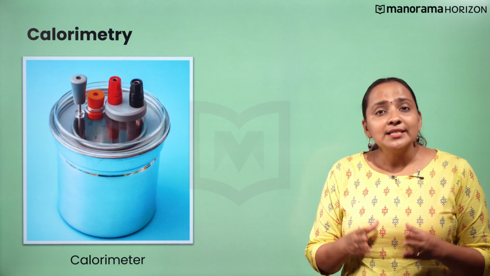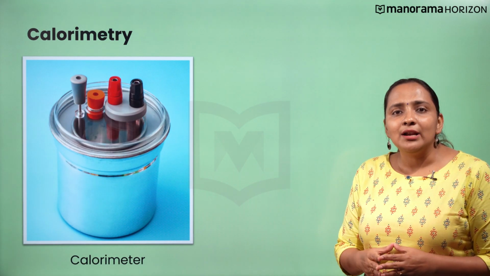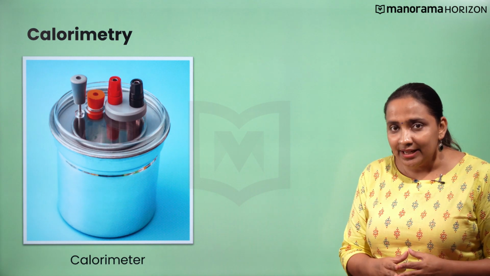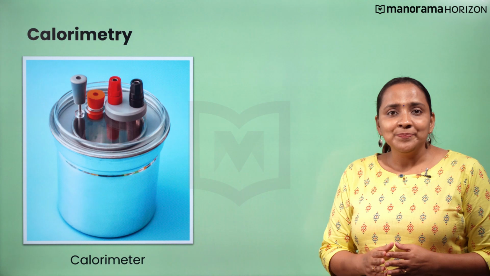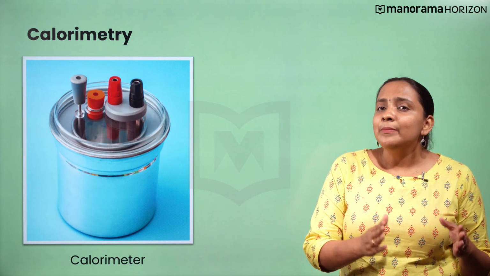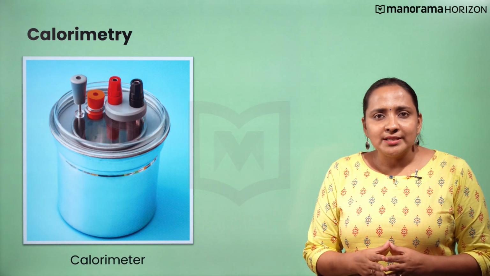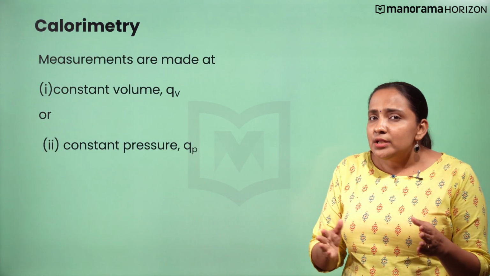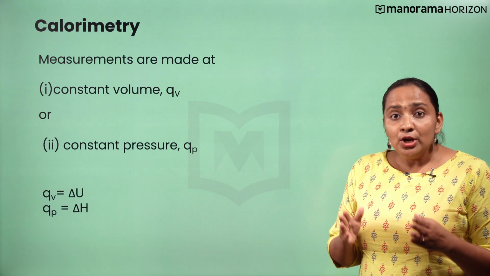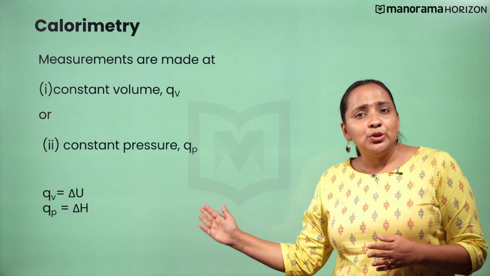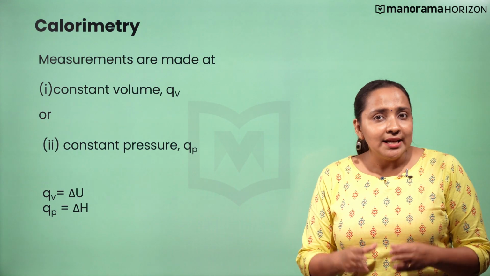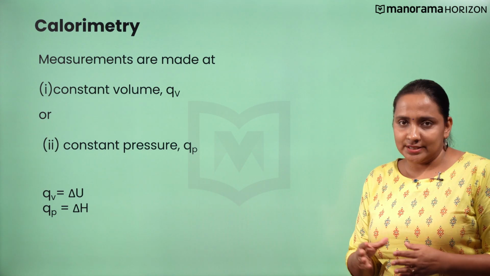The energy changes associated with any chemical or physical processes are measured by an experimental technique called calorimetry, and this process is carried out in a vessel called calorimeter. These measurements can be made either at constant volume or at constant pressure. Recall, QV is equal to delta U and QP is equal to delta H. Let us see in detail how the calorimeter works.